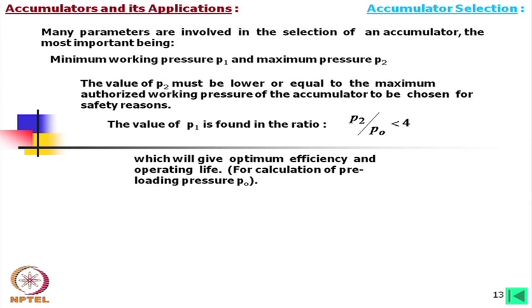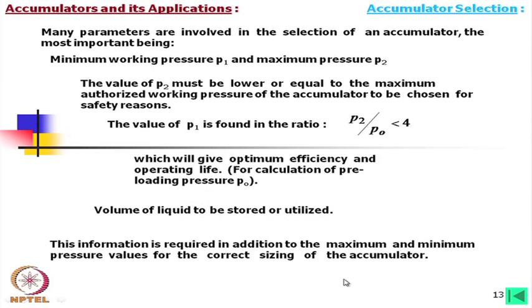For calculation of the preloading pressure P 0, the volume of liquid to be stored or utilized has to be considered. We are looking into accumulator selection. First of all, we look into the pressures, then the volume of liquid to be stored or utilized. That means, what may be the shortfall of the volume in the process. Accordingly, we have to select the accumulator size. Sometimes we may find that one accumulator may not be sufficient, and we have to go for one more accumulator. Okay. This information is required in addition to the maximum and minimum pressure values for correct sizing of the accumulator.